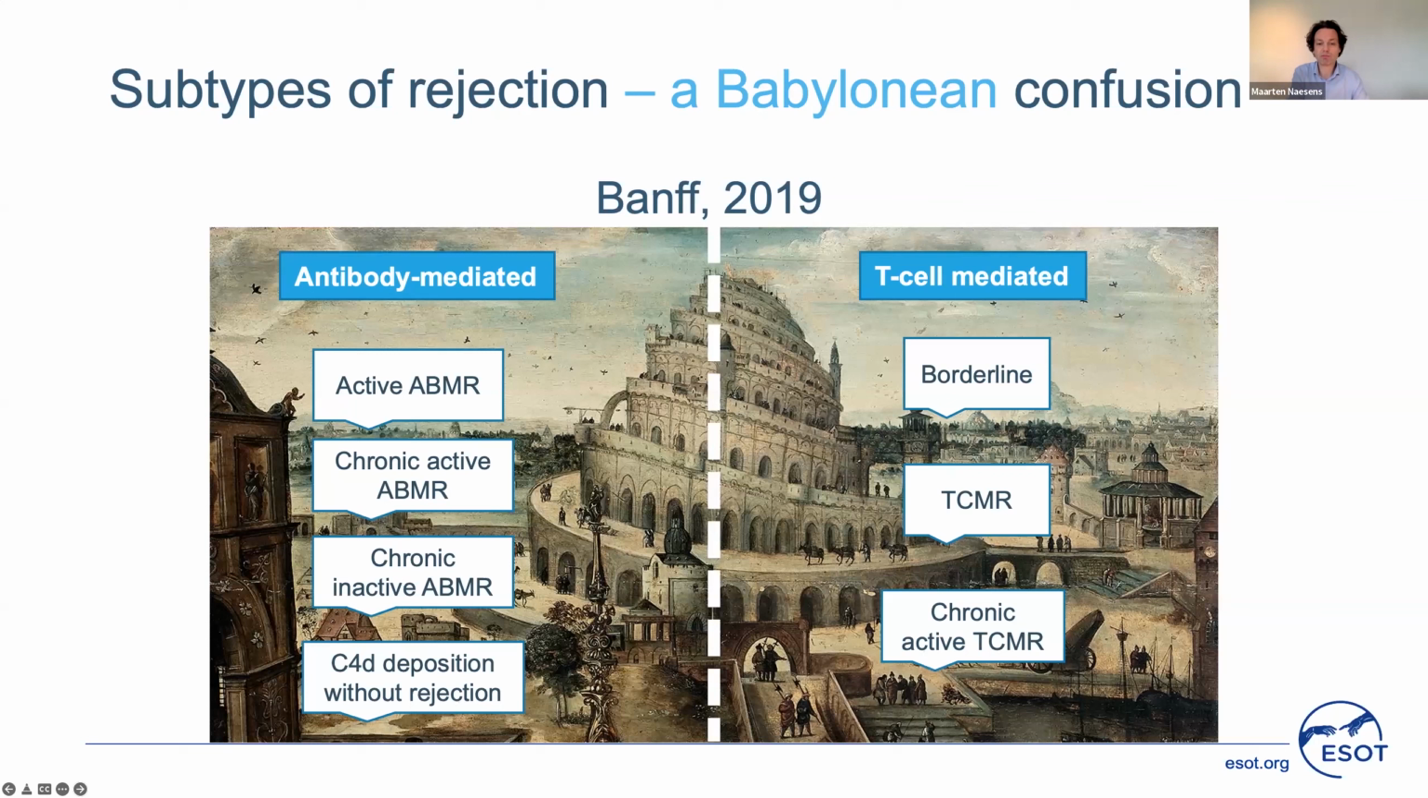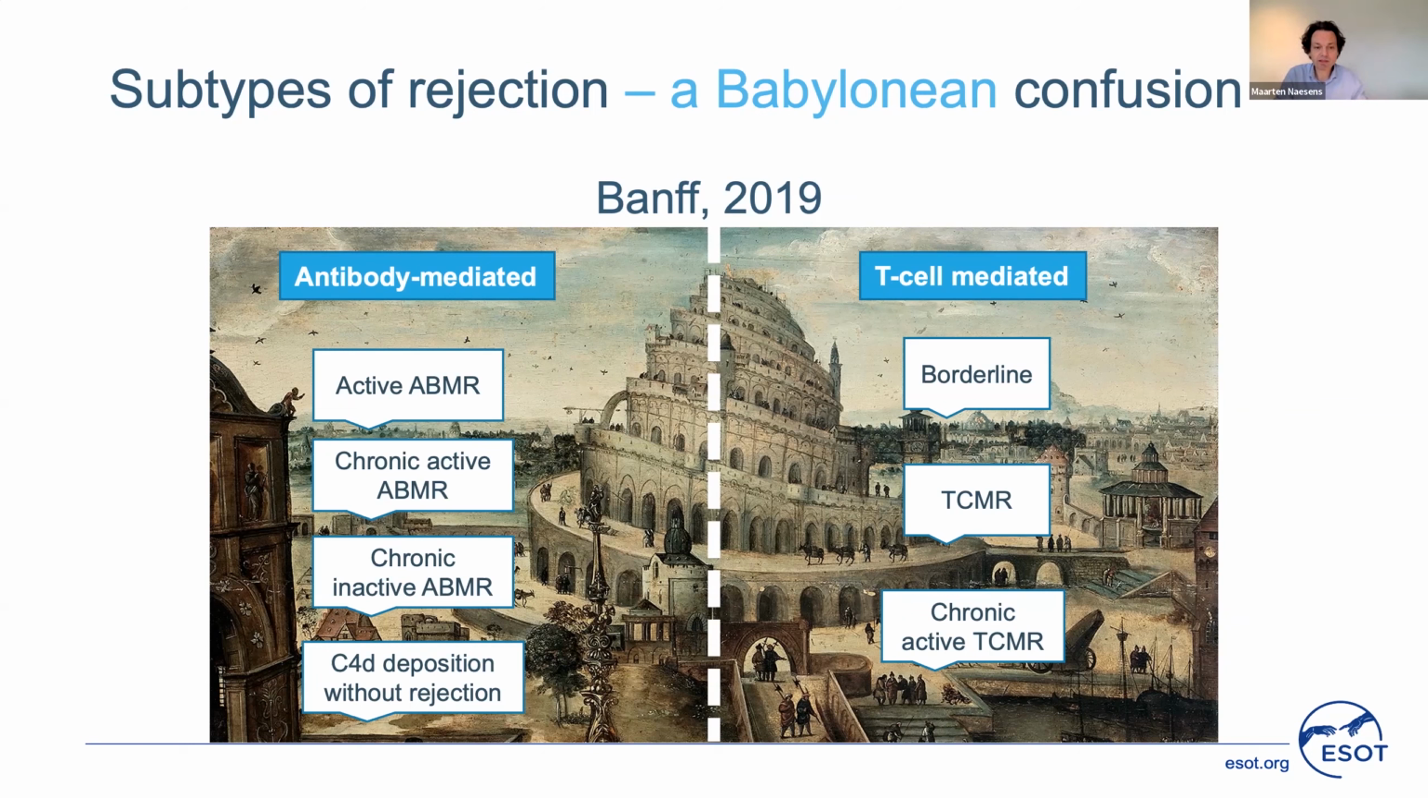What we have seen over the past 30 years is that the histological phenotyping of rejection has become quite complex, and sometimes we even call it Babylonian confusion, because there's many details in the current Banff classification that make it quite difficult for people to follow it accurately.